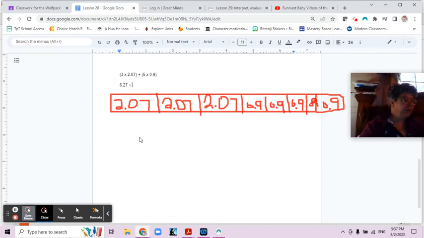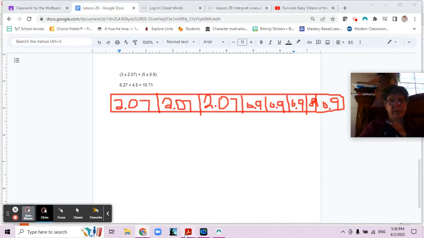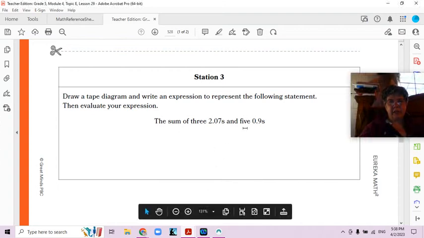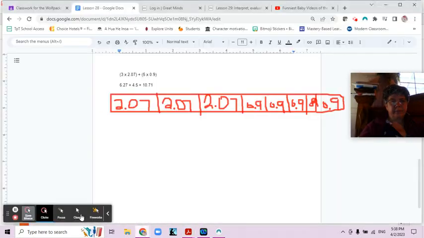We're going to add that to 5 times 9/10. 5 times 9/10 is 4 5/10. And then we're going to add that all together, and our final answer is 10 71/100. Remembering to put our numbers in the right place value and keep our decimal in the right place. Okay, so that is how we start with a statement, and we write an expression and a tape diagram, and then we solve.